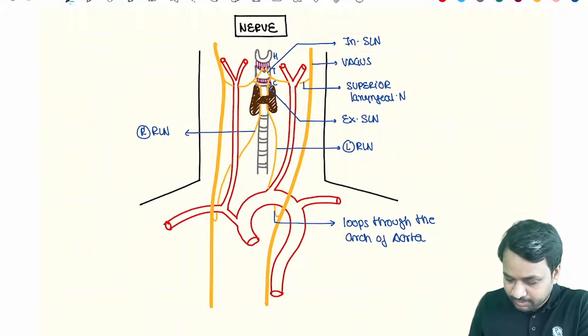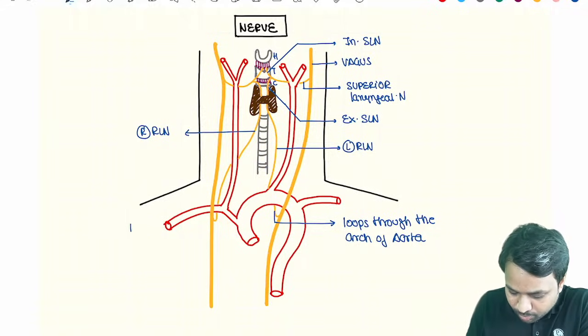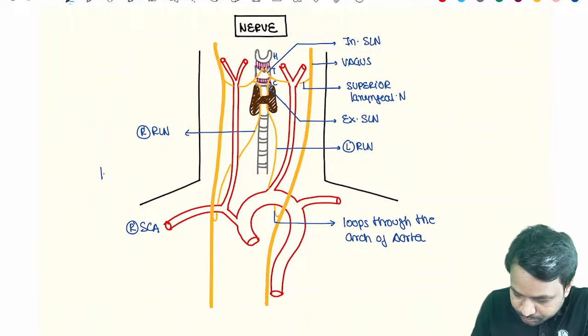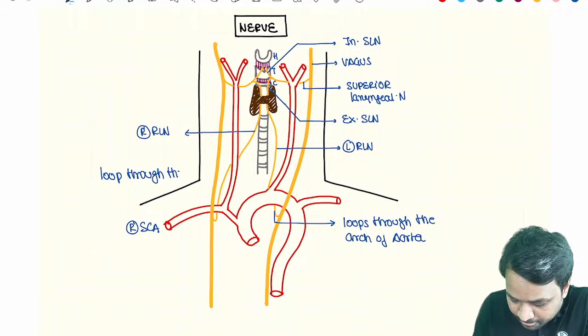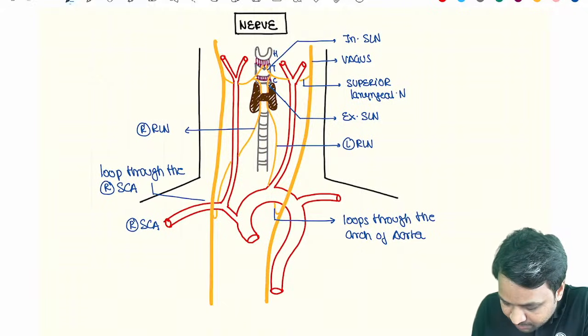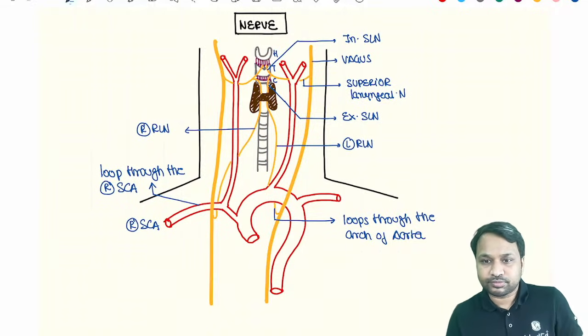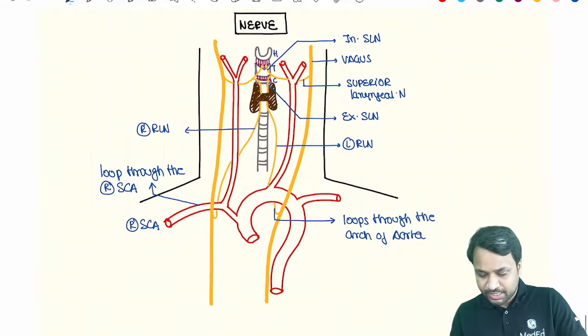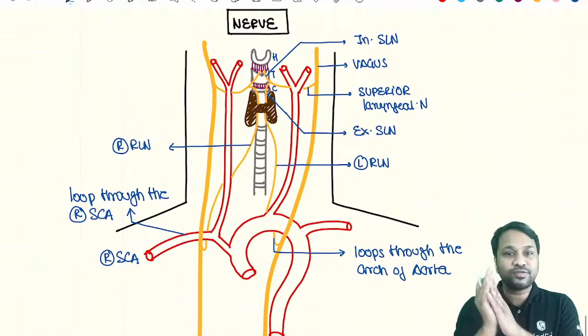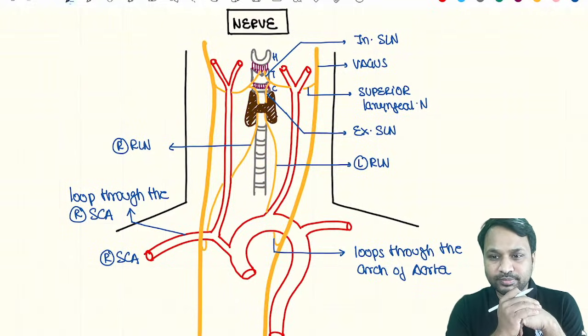Right. On the other hand, when you look at the right recurrent laryngeal nerve, it is going to be looping the right subclavian artery. It is going to loop through the right subclavian artery, as you can see across here, right? Now, as you can see, the nerves are in a different context altogether.